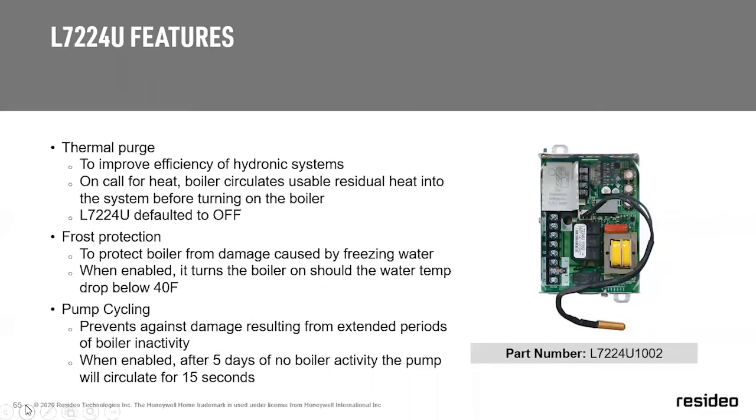This also has a frost protection feature. It will protect the boiler from damage caused by freezing water when enabled. It turns the boiler on should the water temp drop below 40 degrees. Pump cycling prevents against damage resulting from extended periods of time of boiler inactivity. Maybe there's a mountain house up in the Poconos or upstate Pennsylvania. It's not used too often. It will cycle. When enabled, after 5 days of no boiler activity, the pump will circulate for 15 seconds.